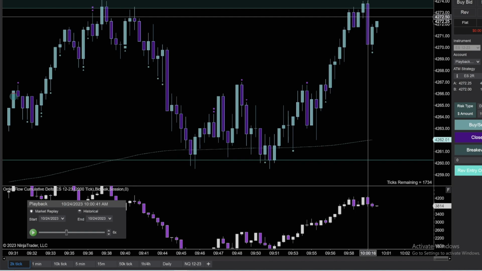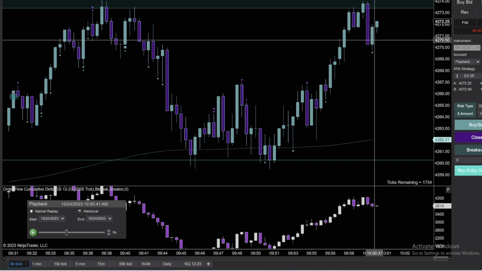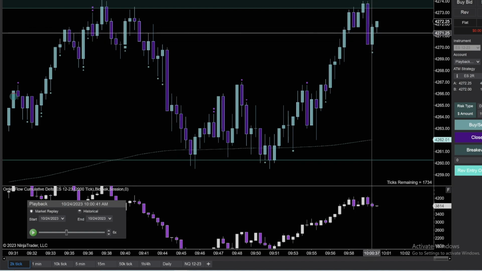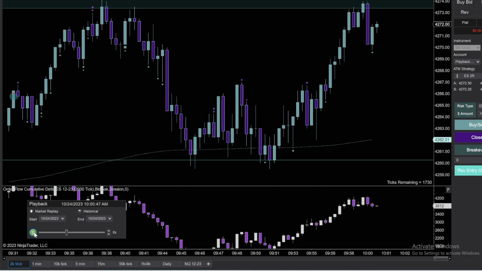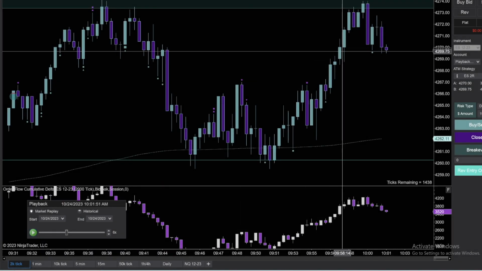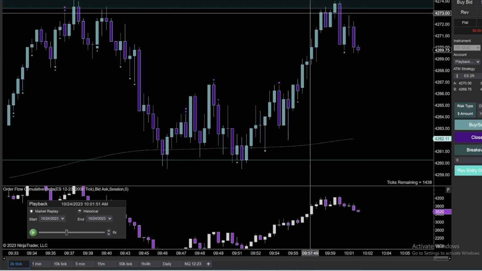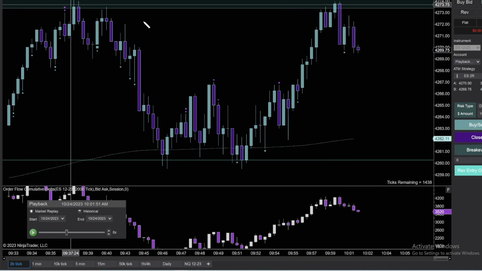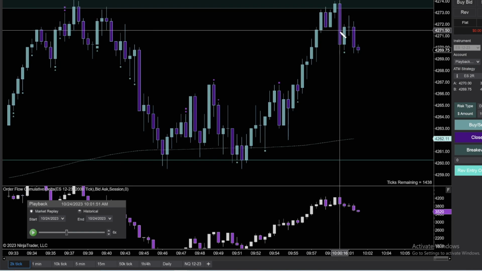I then look for price and delta confirmation, because we can see the next candle did the opposite, just not as strong. So let's continue to play through, and I'll show you where I was interested in this trade. Okay, right here. So right here, what did we get? We got this nice drop in price here.